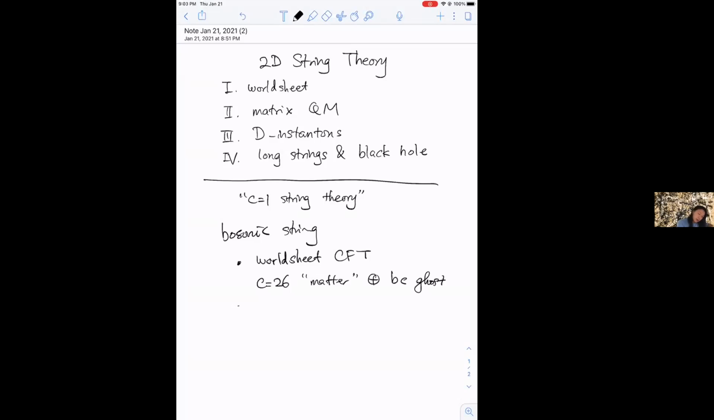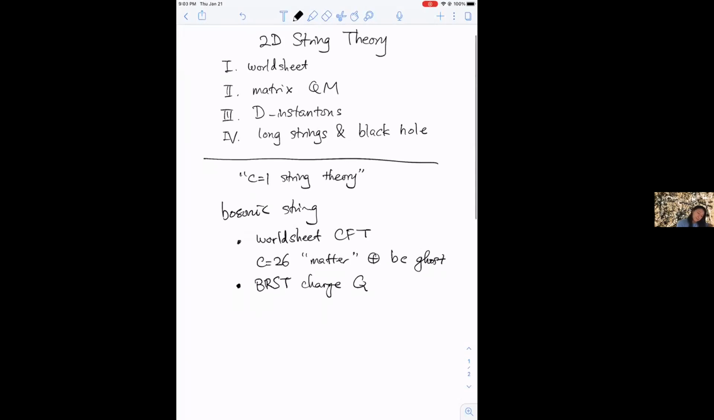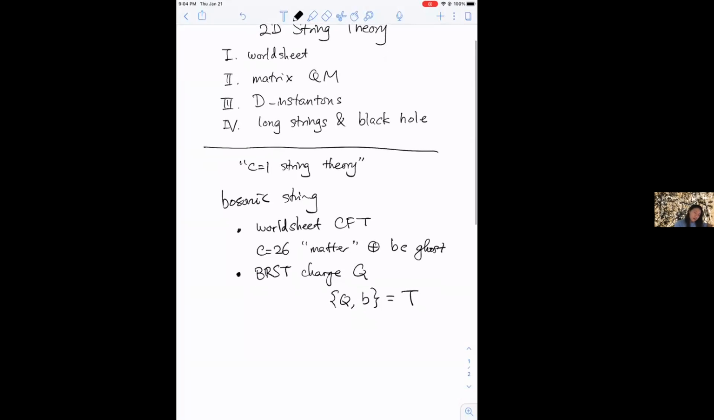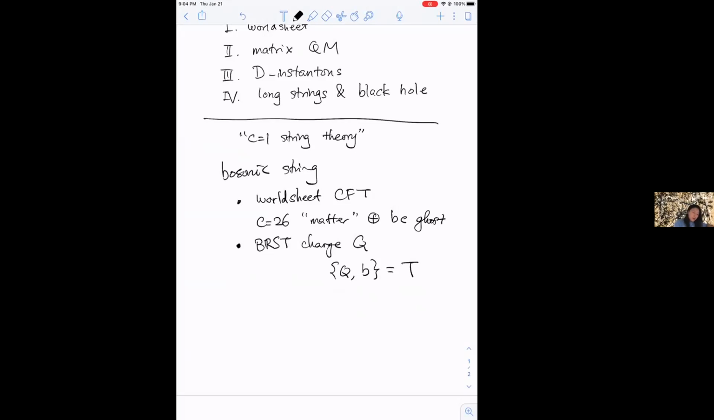That would allow for the possibility of having a nilpotent BRST charge Q. Its defining property is that Q acting on the b ghost will give you the stress energy tensor. So in that sense, the stress energy tensor is BRST trivial, and that effectively gauges the worldsheet gravity. And then one goes on to talk about asymptotic string states and the S matrix.